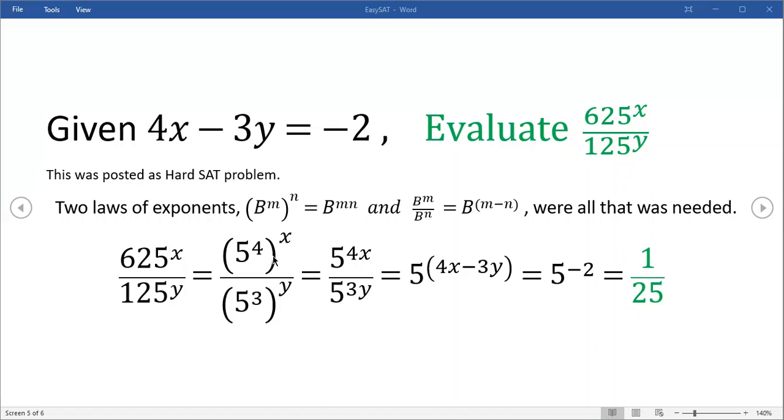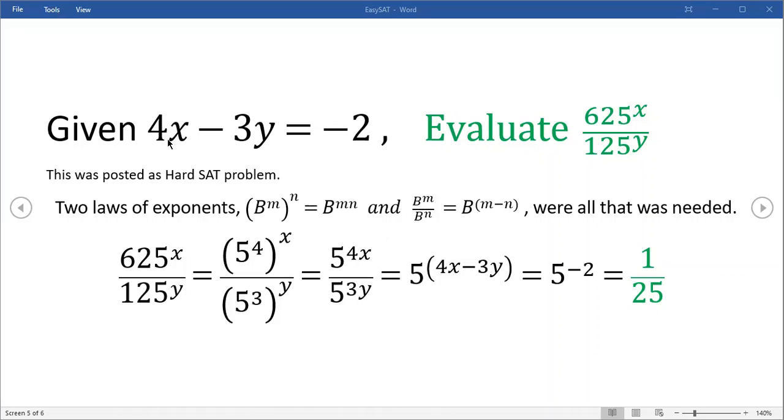And so from there, you use this property of exponents that says if you have a power raised to a power, you can multiply the exponents. You get this statement right here. You have another law of exponents that says when you have this circumstance, you can subtract the exponents because of cancellation. And so you actually get 5 raised to the power 4x minus 3y, but that's given to us.